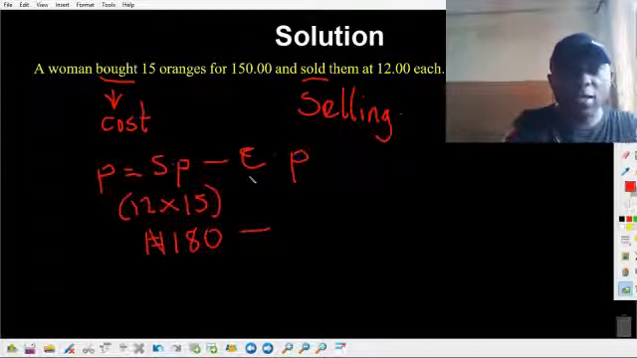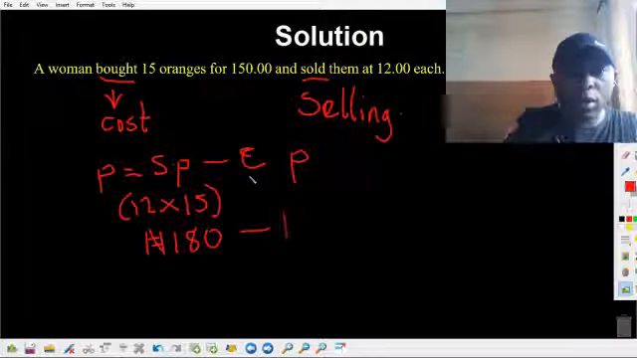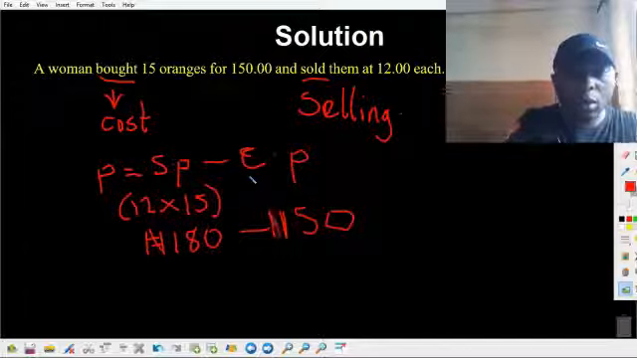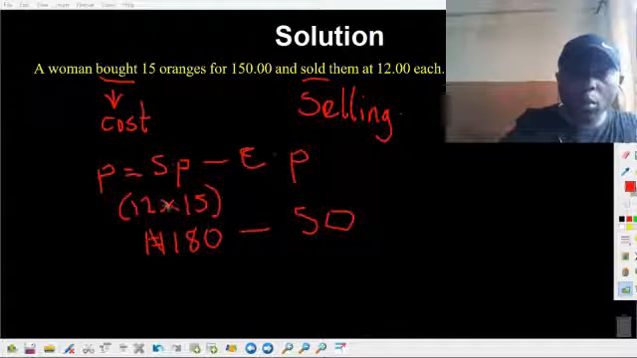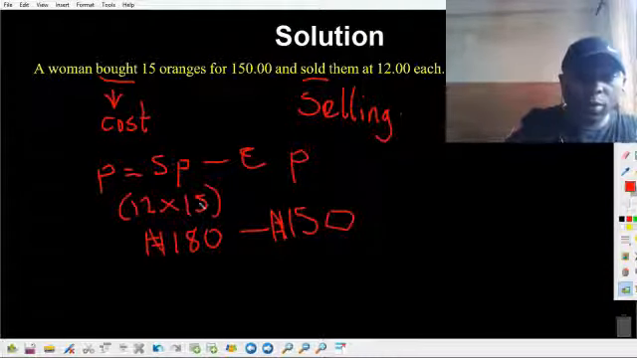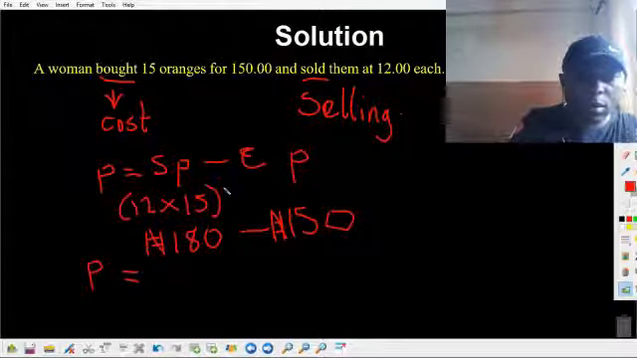The cost price is 150 naira. This will give us 150 naira, and when you subtract it, we'll have our profit as 30 naira.